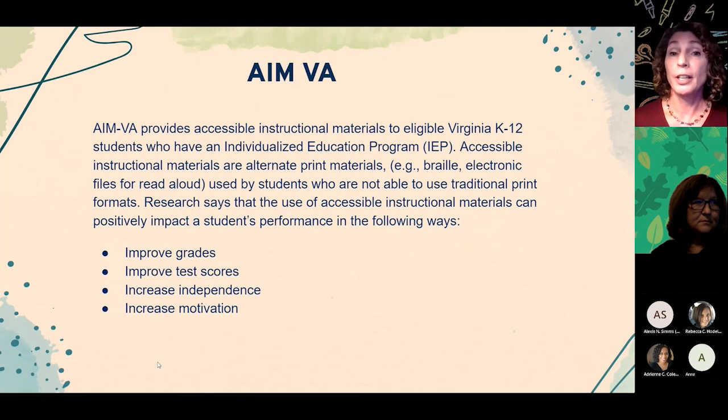So AIM Virginia is a service that provides accessible instructional materials to eligible Virginia K-12 students that have an IEP. These accessible materials are in alternate print types of things. They could be in Braille, they could be an electronic audio file of the book read to them, and they're used by students who can't typically access traditional print formats.